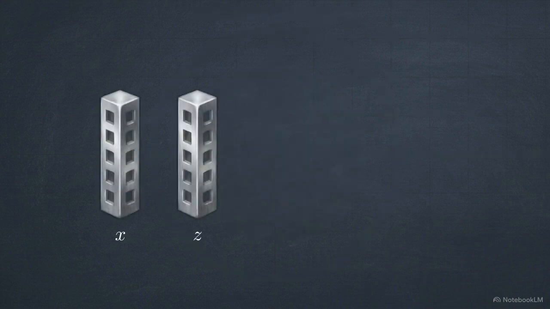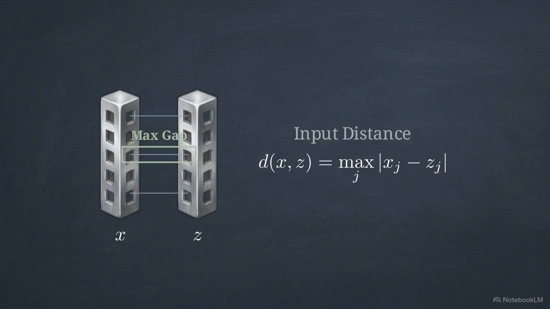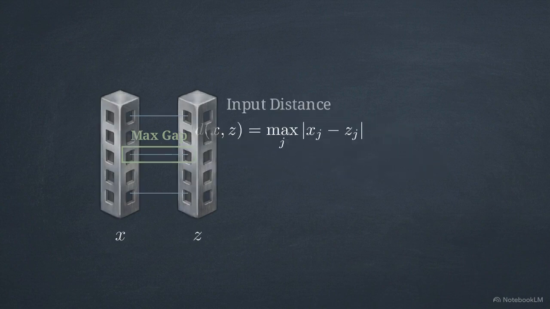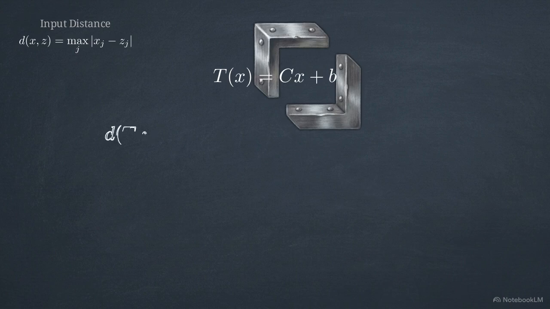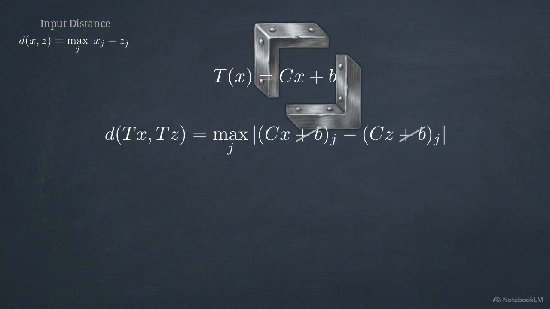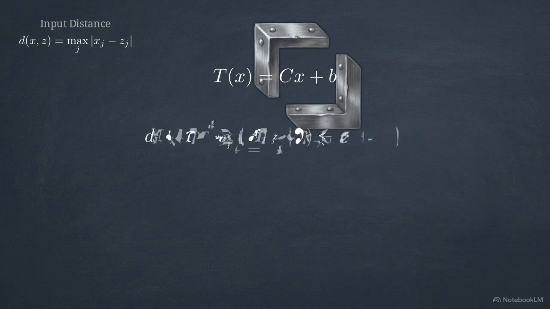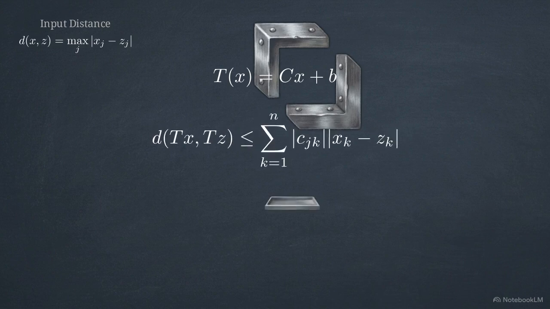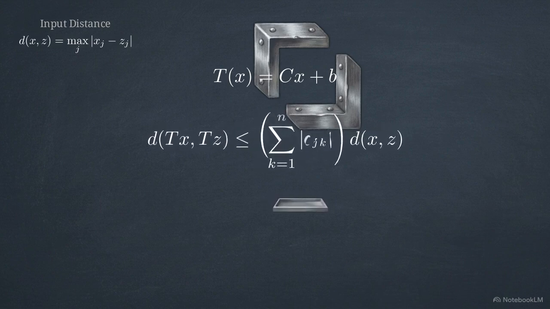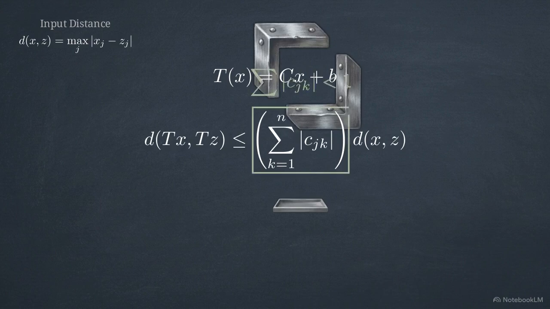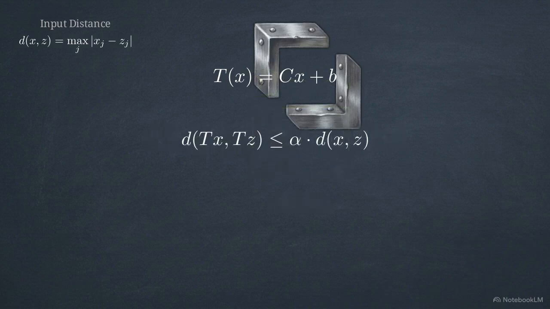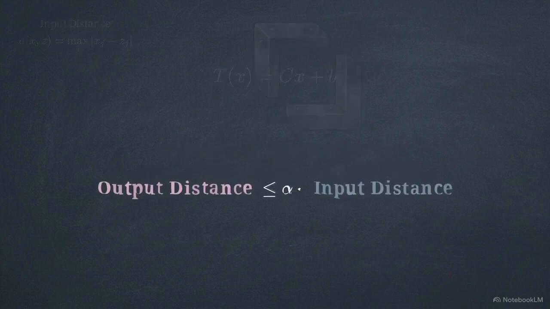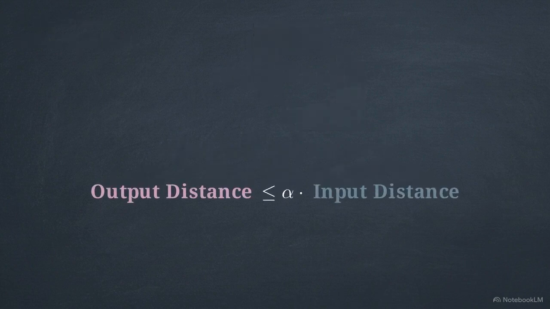To prove this contraction works, we measure our vectors using the max metric. As shown in this diagram, the distance between 2 vectors, x and z, is simply the largest single difference between any pair of their corresponding components. When we calculate the distance between our mapping outputs, the constant b terms cancel out. By factoring out that maximum vector difference we just defined, we're left with the summation of the matrix coefficients. And since we already confirmed that row sum is strictly less than 1, the outputs are mathematically forced to be closer together than the inputs were.